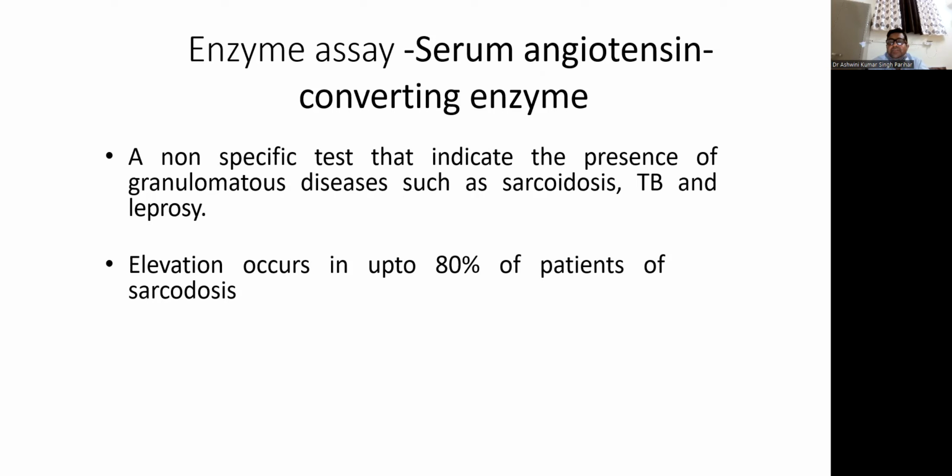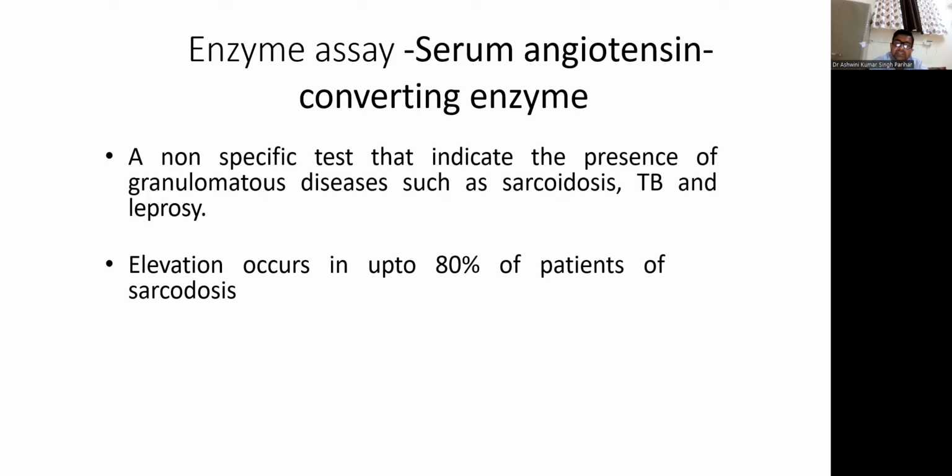Next, we will assess the serum ACE enzyme. It's a non-specific test which is usually most significant for sarcoidosis, but it can also be seen in leprosy and TB reactions. It's mainly for granulomatous reactions, but it's usually elevated in more than 80% of patients with sarcoidosis. So it's quite significant in sarcoidosis cases.